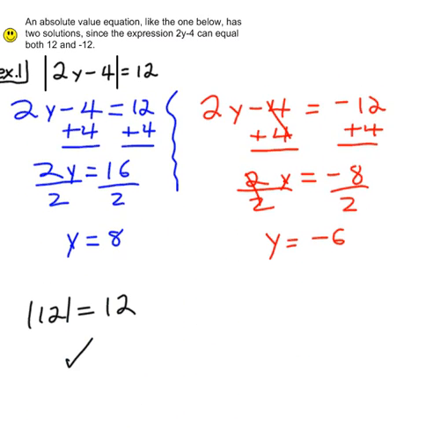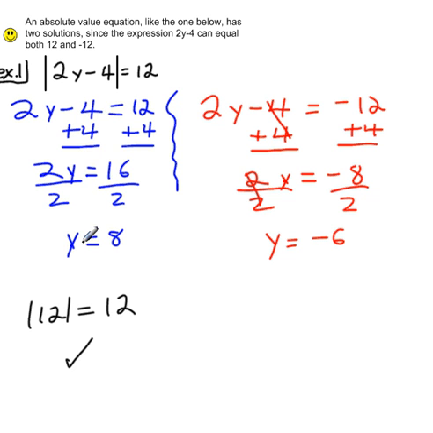An absolute value equation like the one below has two solutions, since the expression 2y minus 4 can equal both 12 and -12. Now this one's already worked out for you, so I'll walk you through it real quick. 2y minus 4 equals 12, absolute value. Since we've got to have two values, both the positive and the negative, we have to work each equation out twice. We will work each equation out twice if it's an absolute value equation. The first one will read exactly like it is written. 2y minus 4 is equal to 12.